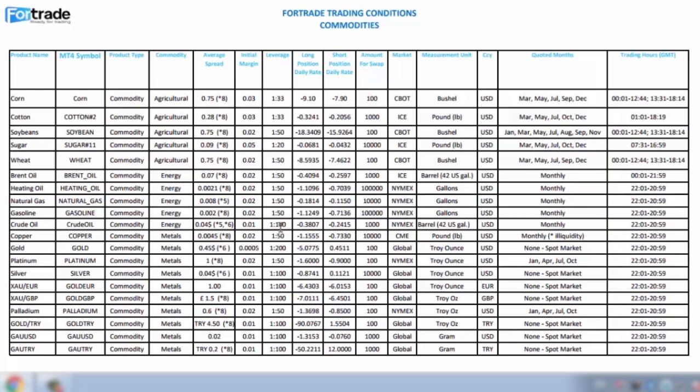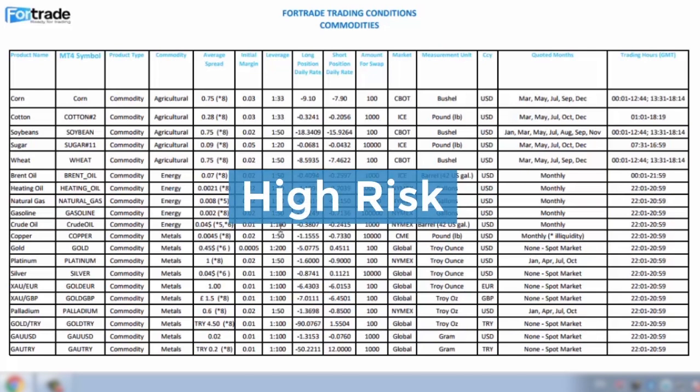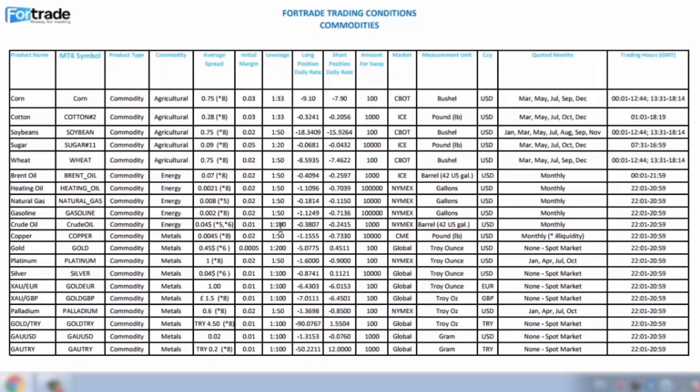Although leverage provides the opportunity of great returns, it is high risk, particularly if used without proper money management.